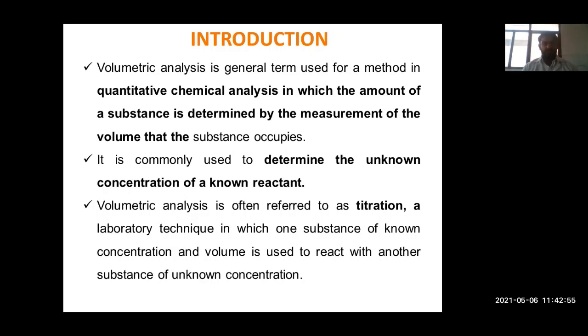In the introduction, first we learn that volumetric analysis is a general term used for a method in chemical quantitative analysis in which the amount of substance is determined by the measurement of volume that a substance occupies. It is commonly used to determine the unknown concentration of a reactant. Volumetric analysis is often referred to as a titration, a laboratory technique in which a substance of known concentration and volume is used to react with another substance of unknown concentration.